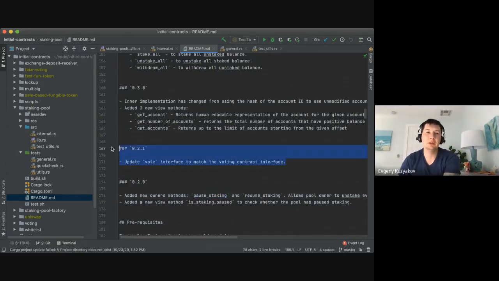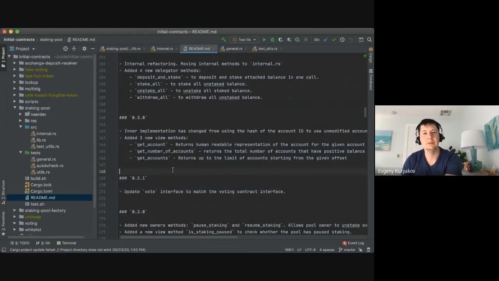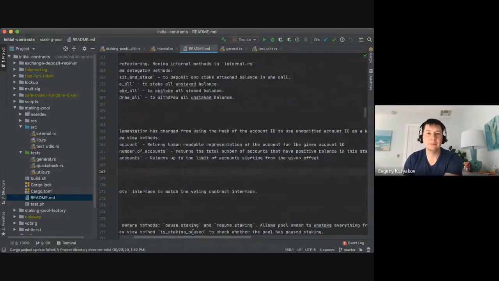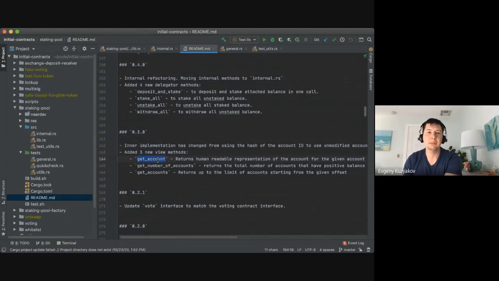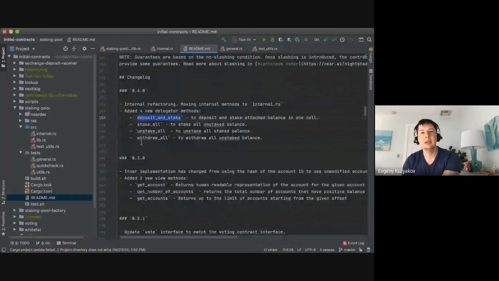Next, we updated the vote interface to match the final phase 2 voting contract. There were helper view methods to be able to query accounts in a human readable way. And finally, there were some improvements around batching methods together, so deposit and stake all, and unstake all, withdraw all, instead of having to make a view call first, get the amount, put the amount, and call the stake.